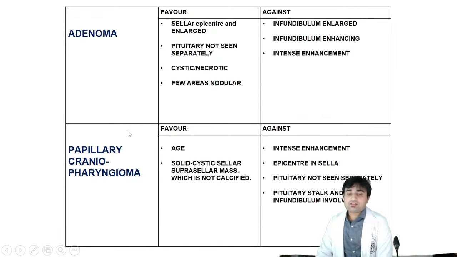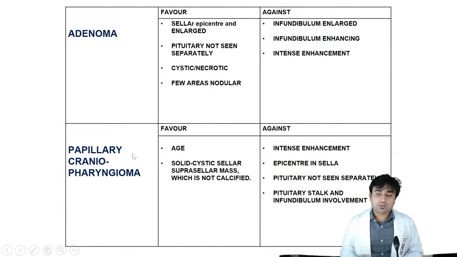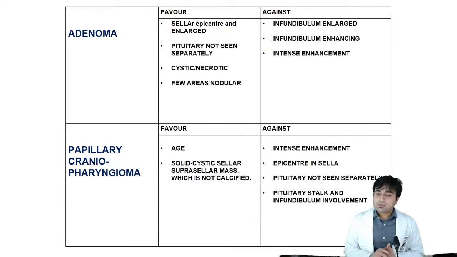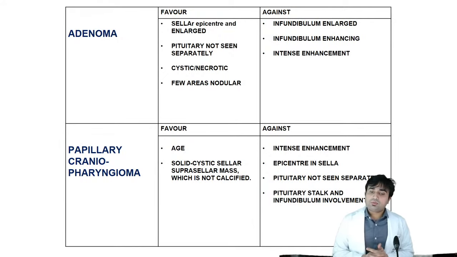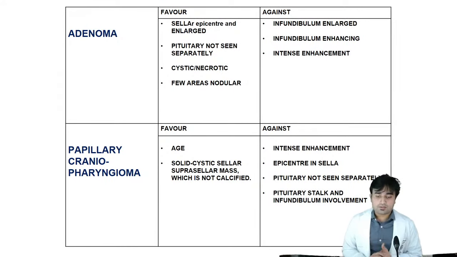The differential that we kept for this lesion included the possibility of an adenoma in a 43-year-old female. Our first possibility could have been that of an adenoma, mainly because the lesion had an epicenter in the sella. The pituitary was not seen separately, it was cystic necrotic and a few areas in the superior surface were nodular. But the points that were against the possibility of an adenoma were that the infundibulum, the pituitary stalk, was enlarged, it was enhancing, and the lesion showed per se an intense enhancement.